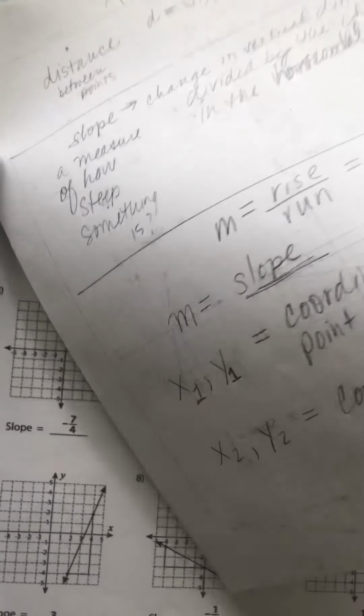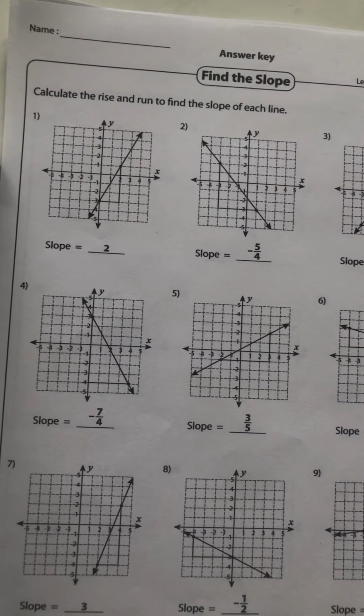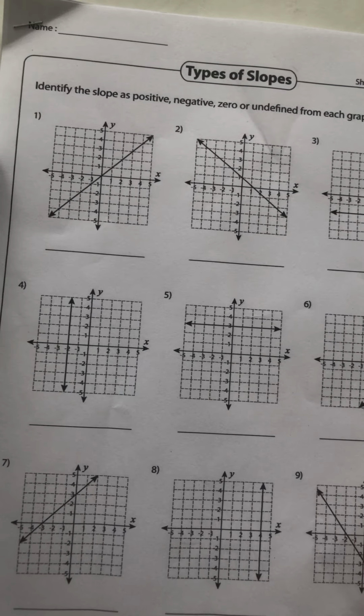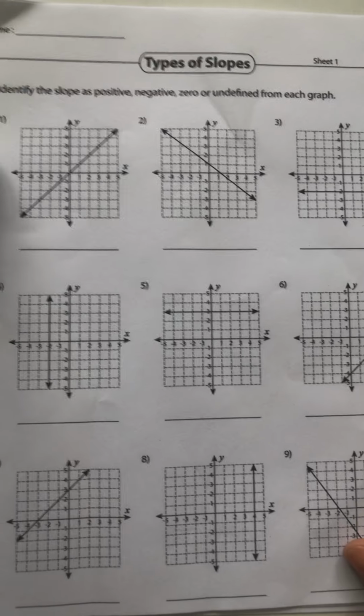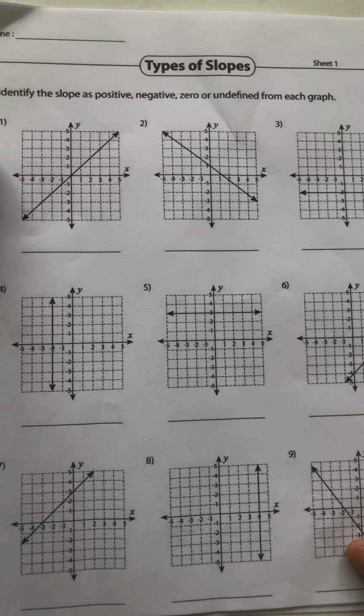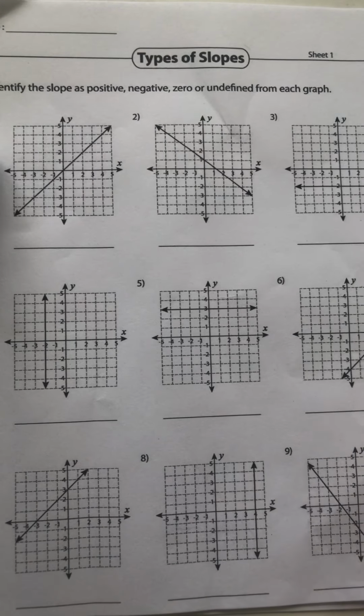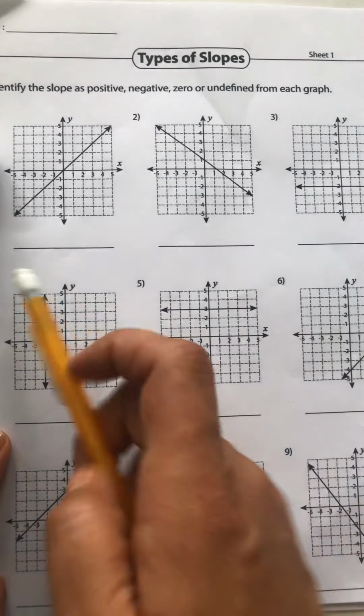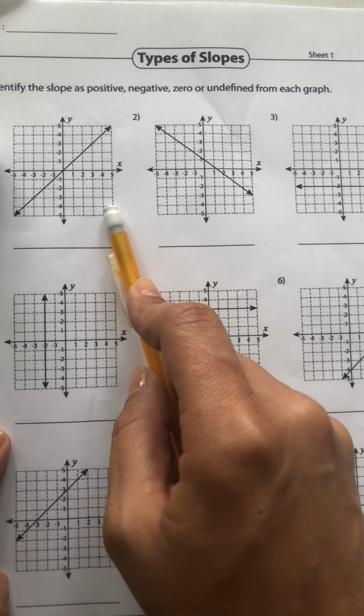So that's what slope is. But before we do that, we're going to talk about how to identify the types of slope. There are 4 different types of slope, or types of lines, and they are positive, negative, 0, and undefined. To figure out the difference between a positive and a negative slope, you just look at the graph going from left to right.